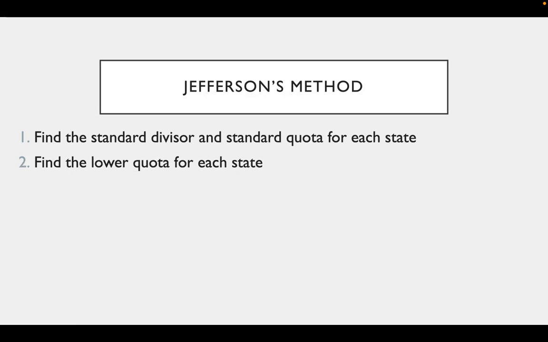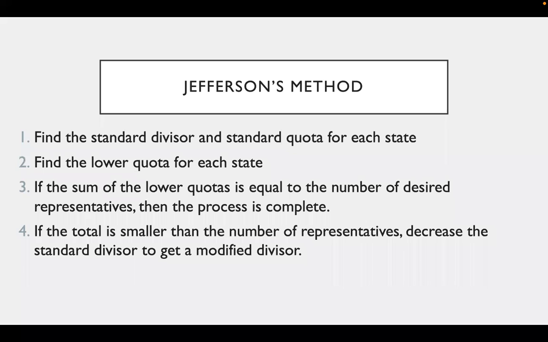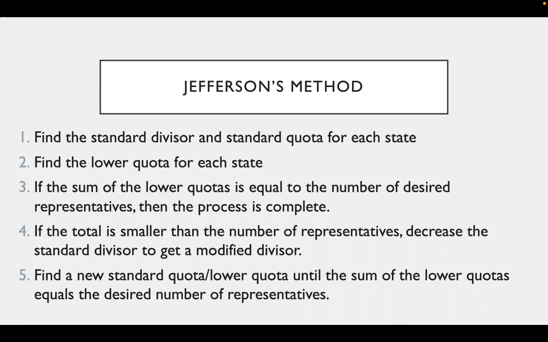So after we find the standard quota, we're going to find the lower quota for each state, and we find the sum of those lower quotas. If it's equal to the number of desired reps, then we're done, and that's great. However, a lot of times that total will be smaller than the number of desired representatives, and therefore we must decrease the standard divisor to get a modified divisor. Once we have that modified divisor, we are going to find a new standard quota and then a new lower quota until the sum of the lower quotas equals the desired number of representatives.